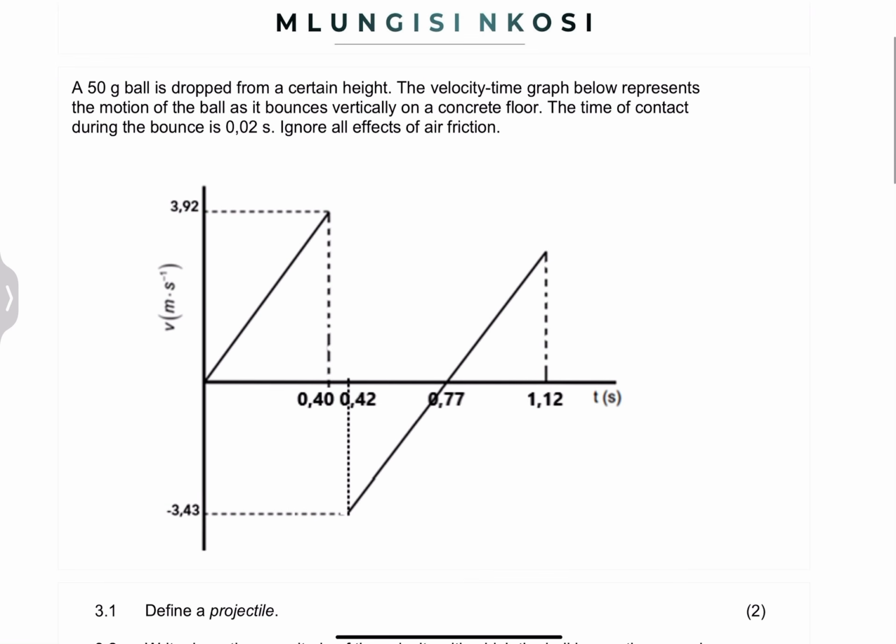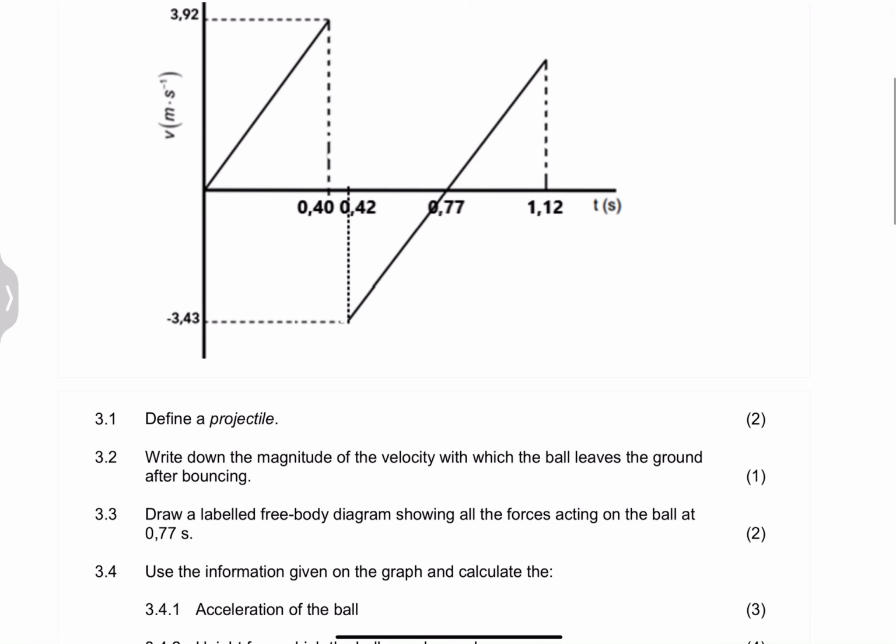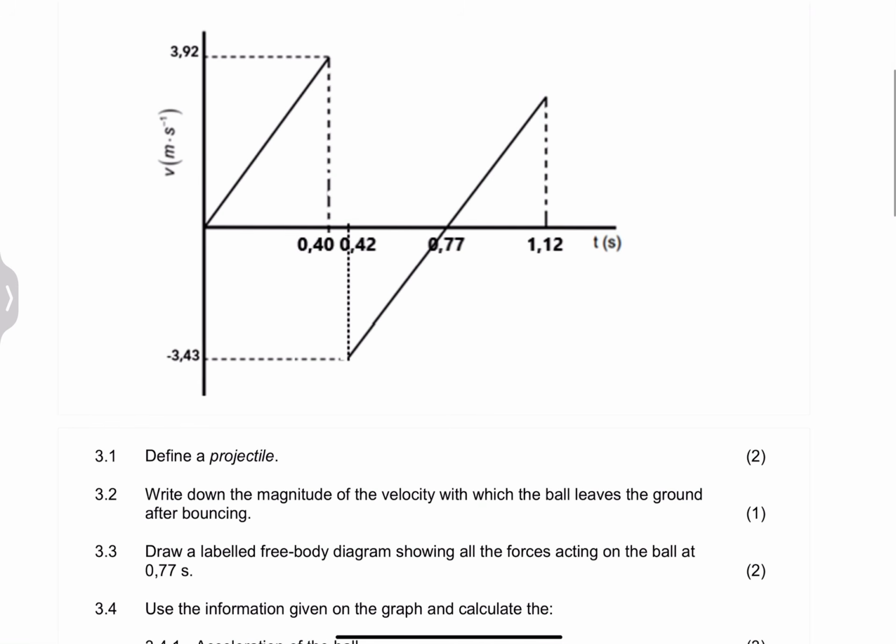They tell us that a 50-gram ball is dropped from a certain height. The velocity-time graph below represents the motion of the ball as it bounces vertically on a concrete floor. The time of contact during the bounce is 0.02 seconds. Ignore all effects of friction. We always need to be mindful when we're looking at the bouncing ball scenario.